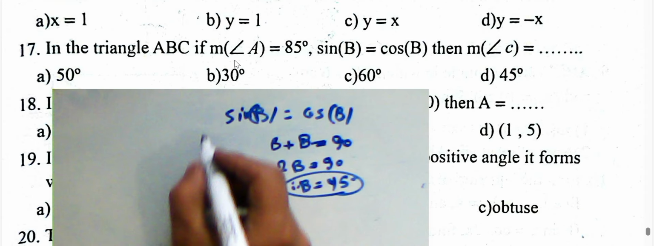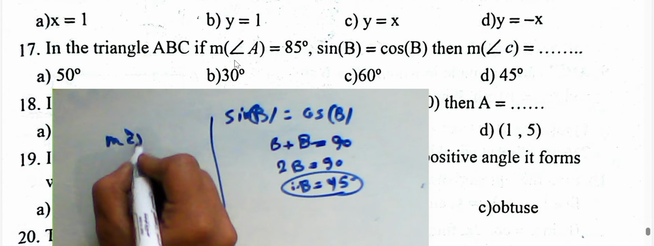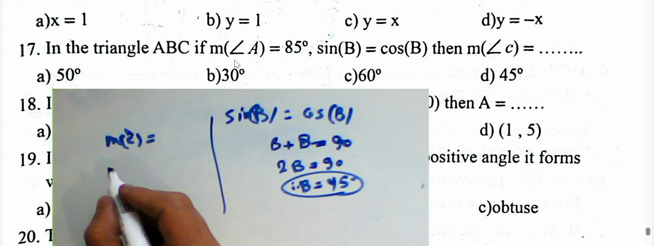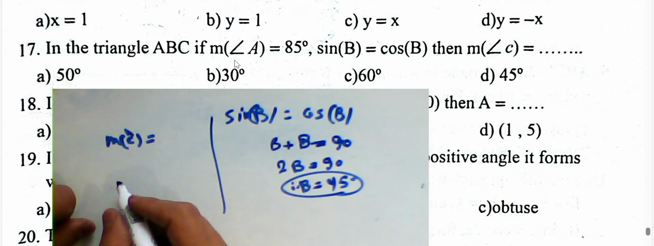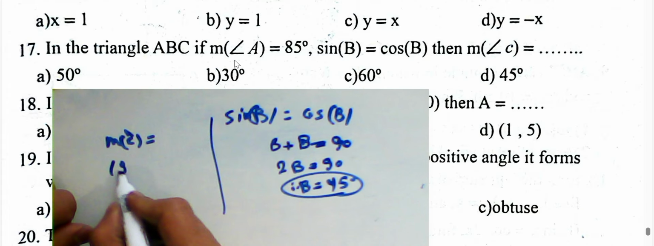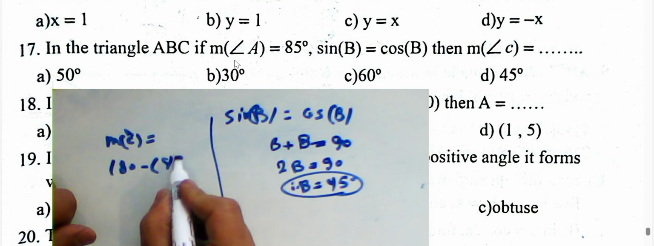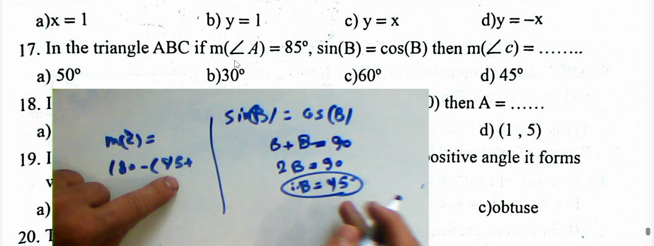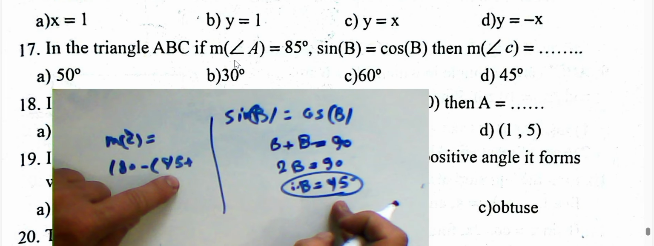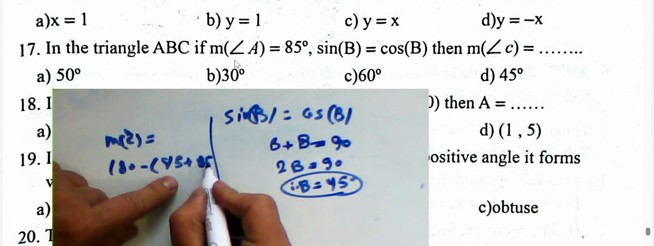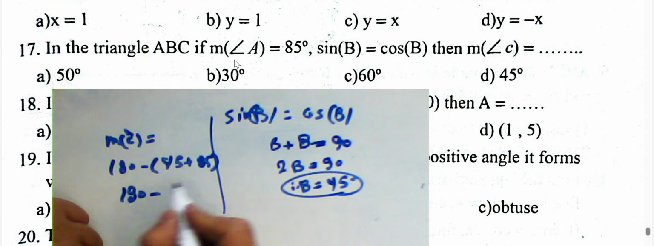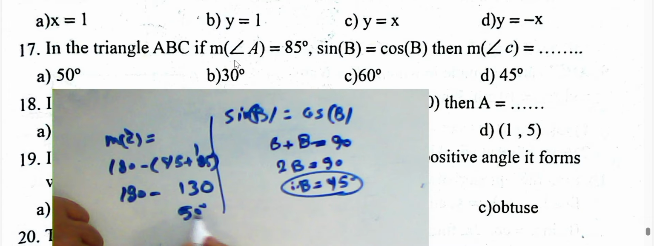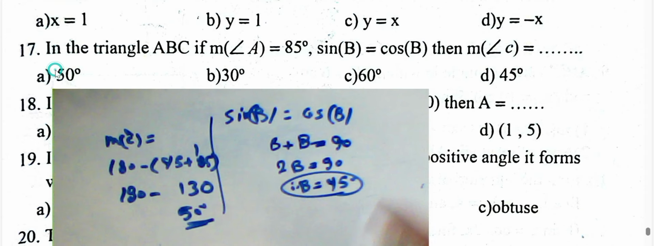Now we can find the measure of angle C. We know the sum of the interior angles in any triangle equals 180. We can write 180 subtract the sum of two angles: angle B, 45, and angle A, 85. You can add them together and subtract from 180. The result will be 50 degrees. Okay, 50 degrees is the measure of angle C.